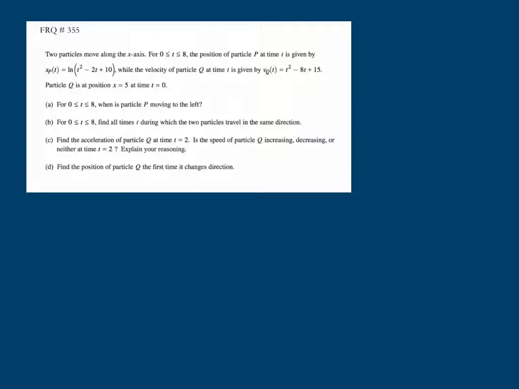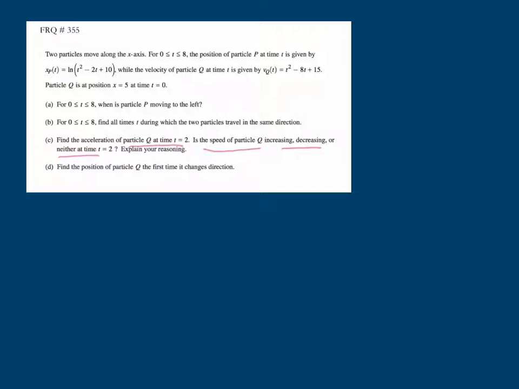Okay, we're looking at part C now for FRQ 355. Part C says find the acceleration of particle Q at t equals 0. That's easy enough. And then as it says, is speed increasing, decreasing, or neither? So we're going to have to look at both acceleration and velocity at time 2. And remember, speed is increasing when both signs are the same and decreasing when the signs of velocity and acceleration are different. Okay, so that's what you need to know.